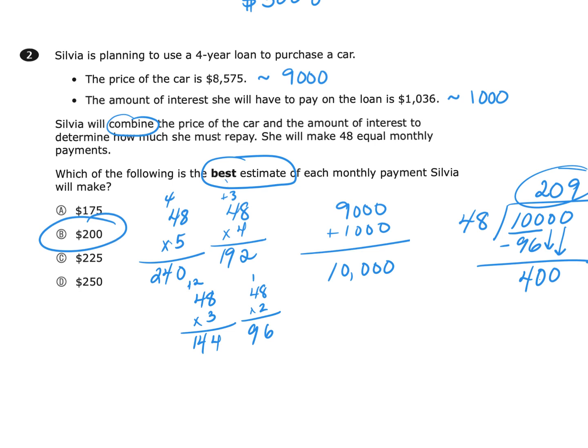So again, because it said best estimate, we're looking for the answer that comes closest to what we are looking for.